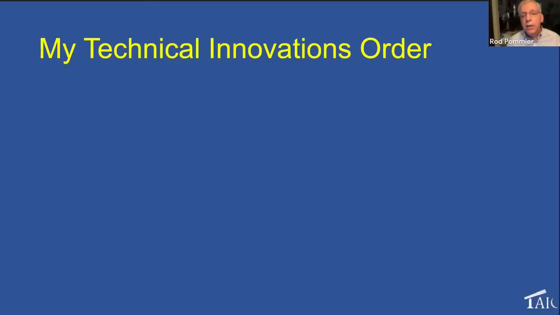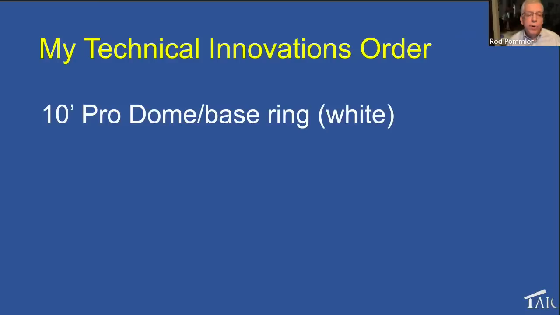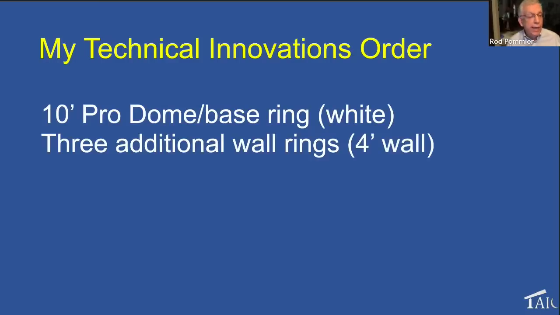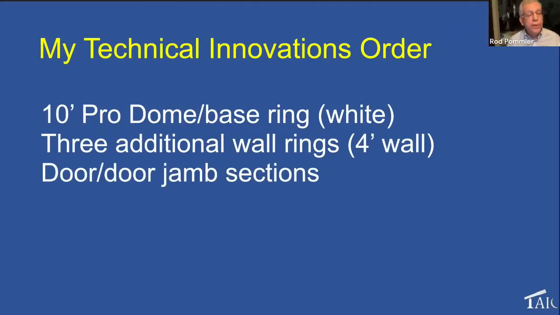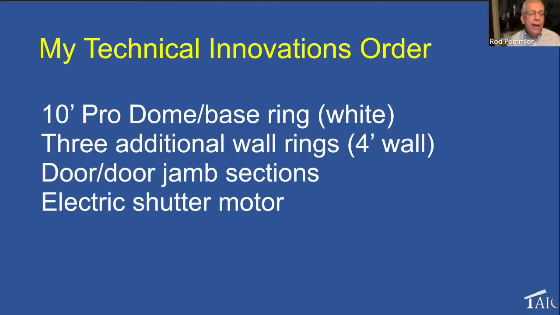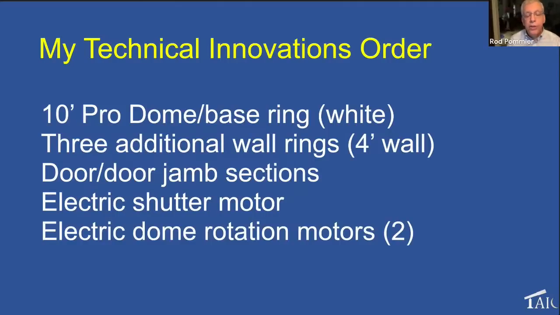So I made my Technical Innovations order. I ordered a 10-foot pro dome with the base ring, and I got it in white. And then I ordered three additional 1-foot high wall rings. So that would give me a total wall height with the base ring of 4 feet. I wanted a door with the door jamb section so that I could get in and out of the observatory and not have to climb in and out through the shutter slot. And I said earlier, with the shutter going 9 feet above me at its apex, I wanted the electric shutter motor. And I ordered two of the electric dome rotation motors. They're positioned 180 degrees opposite each other in the walls.